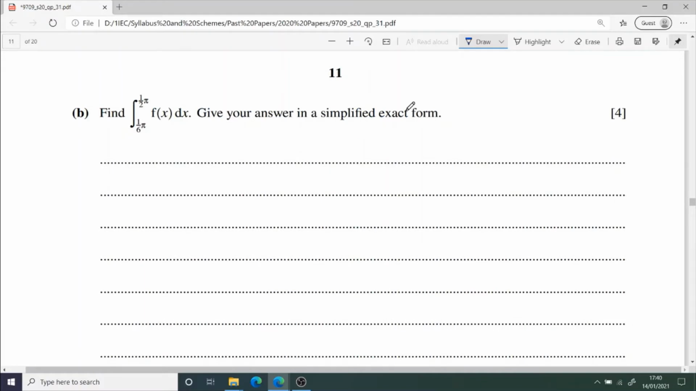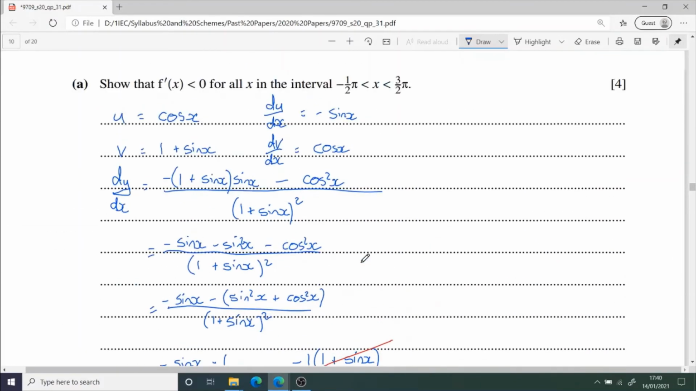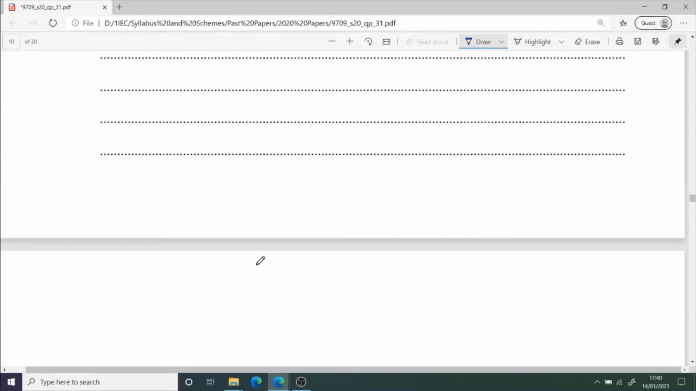Here we're asked to integrate the same expression as above, so let's go back and find it. We have cos x over 1 plus sine x.